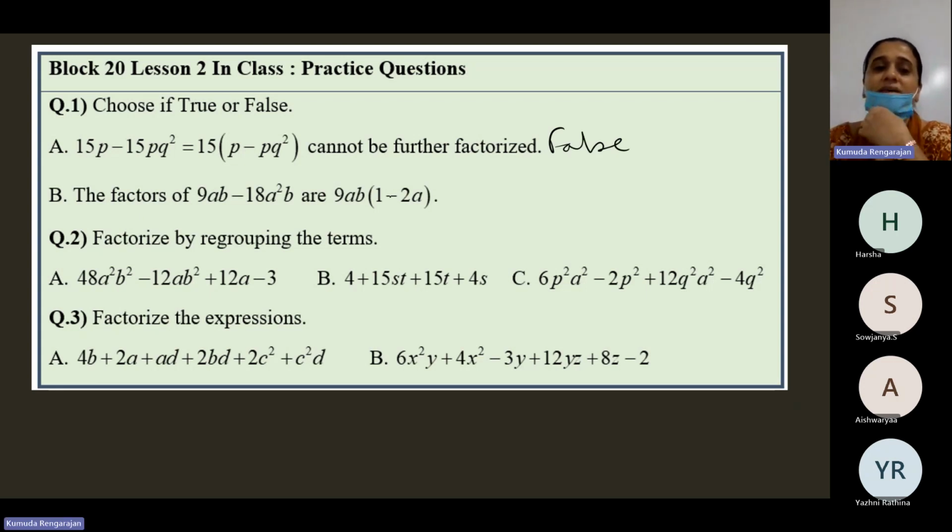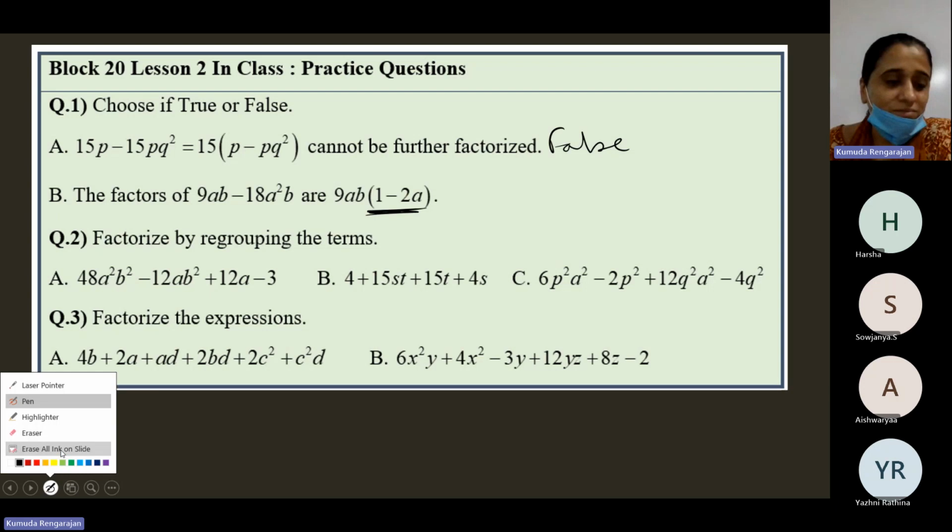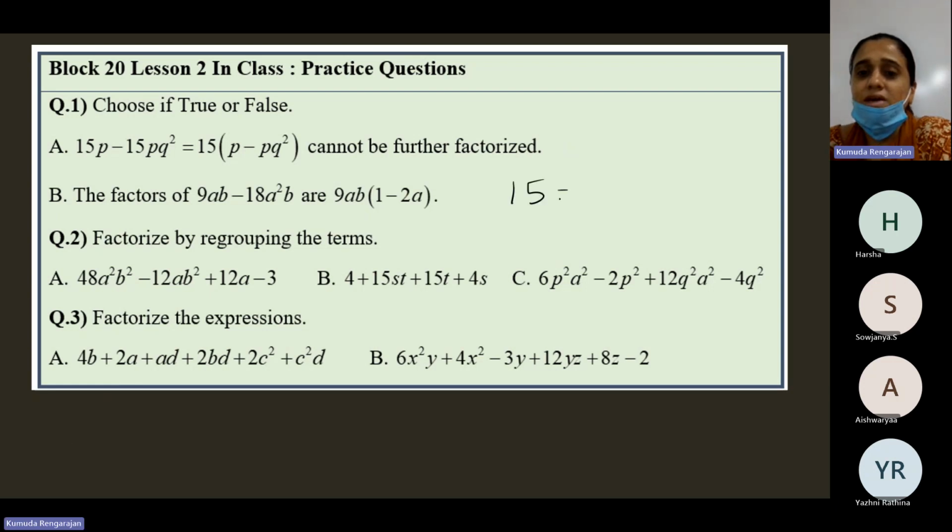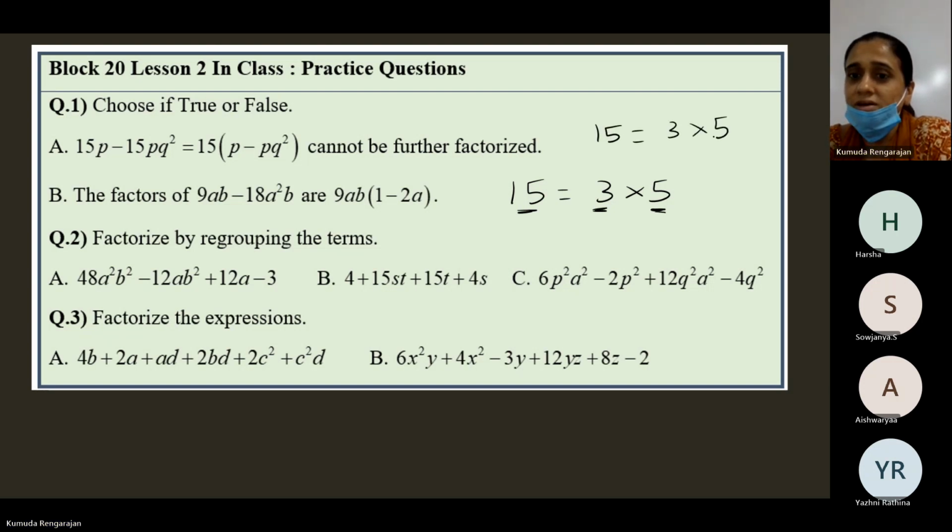The factors of 9AB minus 18A square B are... Let's understand this. Now 15 can be written as 3 into 5, right? So the factors of 15 are 3 and 5, because 15 can be expressed as a product of 3 and 5. So these are the prime factors of 15.